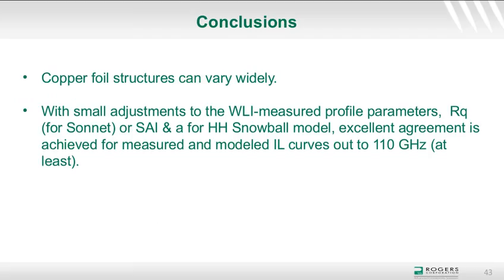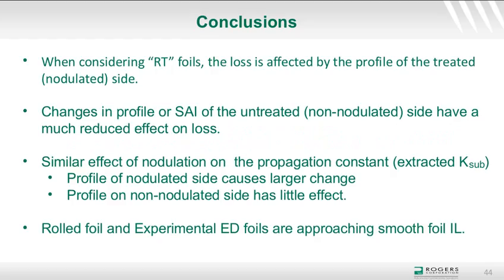So this brings us to our conclusions. It was obvious from the photos and measurements that copper foil structures can vary widely. With small adjustments to white light interferometry measured profile parameters, the RMS roughness for Sonnet, or surface area index, and the value of A, the nodule radius for the Hall-Huray snowball model, you can get excellent agreement for both measured and model insertion loss curves out to 110 gigahertz at the very least.